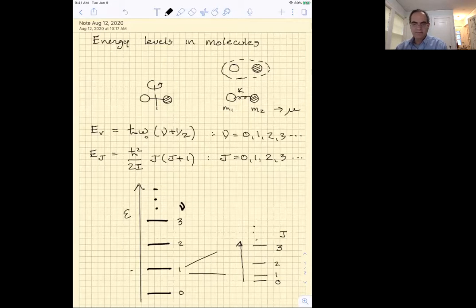And so on. The important thing is that the spacing between vibrational states is typically on the order of 1/10 of an electron volt, something like that. Whereas the spacing between rotational states might be of the order of 1,000th of an electron volt. Anyway, it's on a smaller energy scale. Okay.